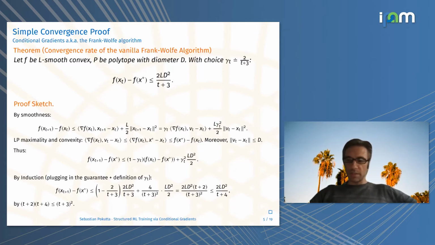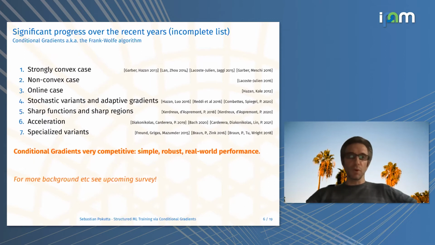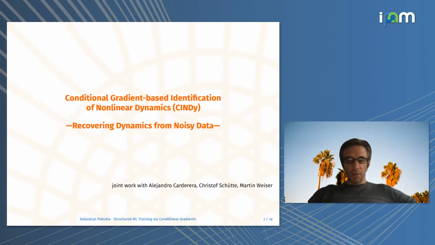Yeah, so that's basically that. There has been significant progress over the recent years in that context. We don't have the time to go through all of that. Let me just say that with all these improvements and special cases, conditional gradients have become very competitive. They're extremely simple and robust, and typically perform extremely well in real-world settings, in particular if you have more complicated constraints where projection onto the feasible region is non-trivial. And there's also an upcoming survey, if you're interested in that, that will be online, hopefully relatively soon. Yeah, so that's basically all that I wanted to say in terms of introducing or recapping Frank-Wolfe.